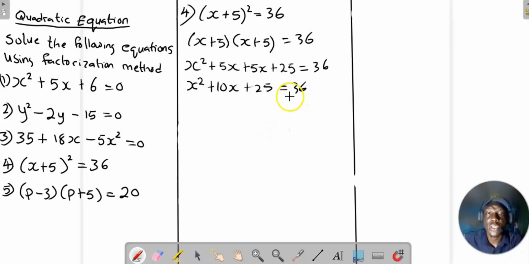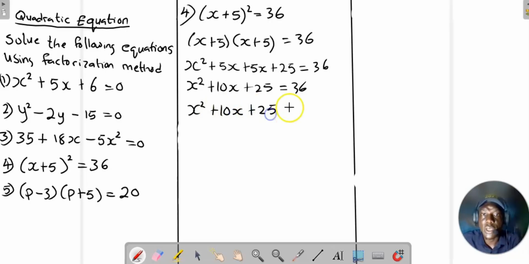Now, this is not yet a quadratic equation in standard form. We have to move 36, cross it over to the other side. When you cross 36 over to the other side, you have x squared plus 10x plus 25, and plus 36 crossed over becomes minus 36, is equal to 0. Now x squared plus 10x, let's bring it down, plus 25 minus 36. That will give you minus 11. So this is equal to 0.